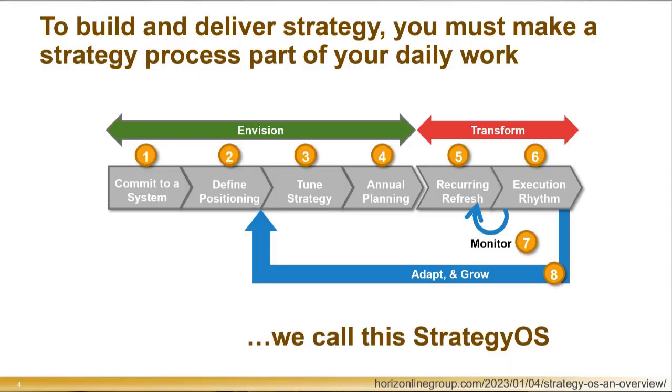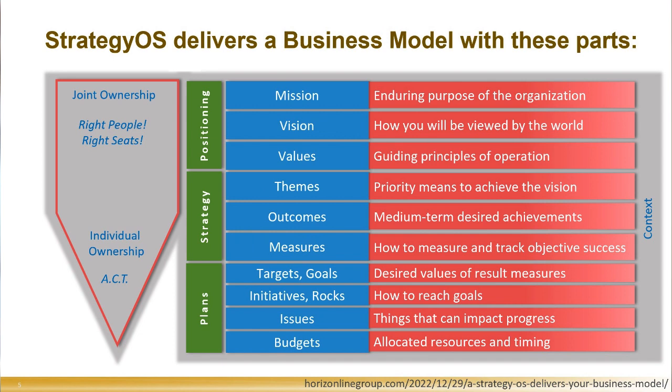The three phases are envision, which commits to a system like StrategyOS and defines the elements of the business model. Transform, to execute and deliver the vision on a daily basis. And adapt and grow, to incorporate feedback that ensures the business model stays competitive and adapts to changing business context. StrategyOS is a system that runs a business model.